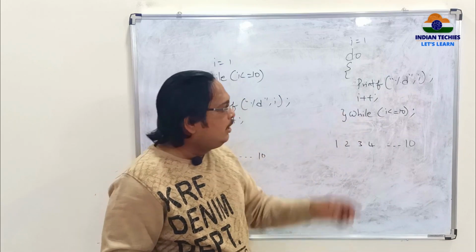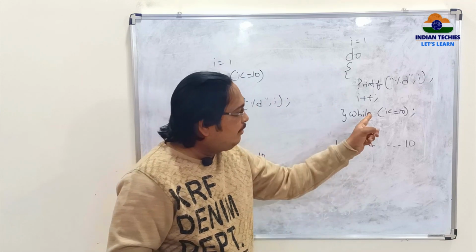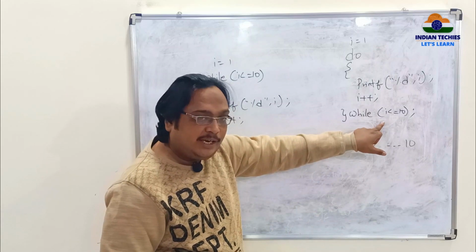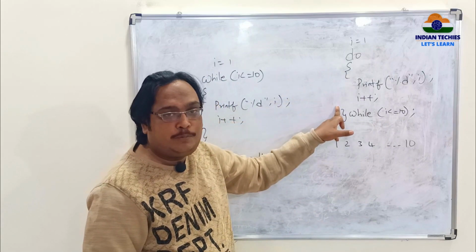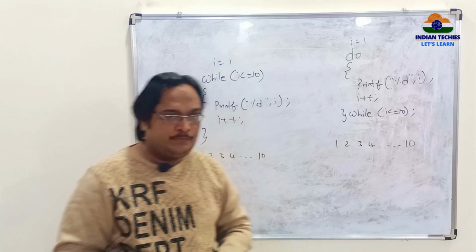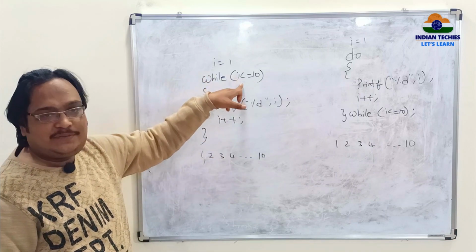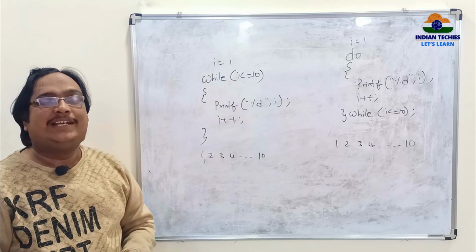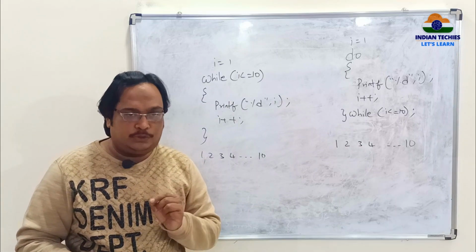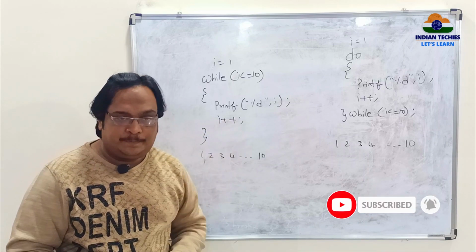So in do while, the do block will be executed at least once, even though the condition is false for the first time. Because to check the condition, first one execution of the do block should be done. So if it is false, at least one execution will be done. But in while, you execute only after checking. So if it is false for the first time, the block is never executed. This is the second difference.